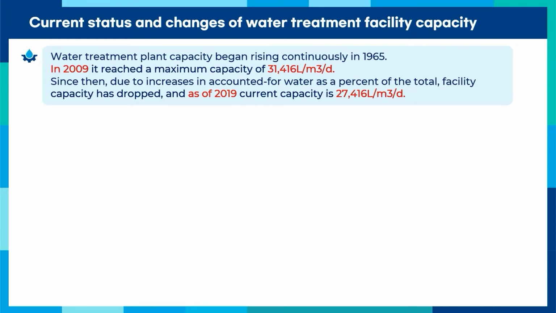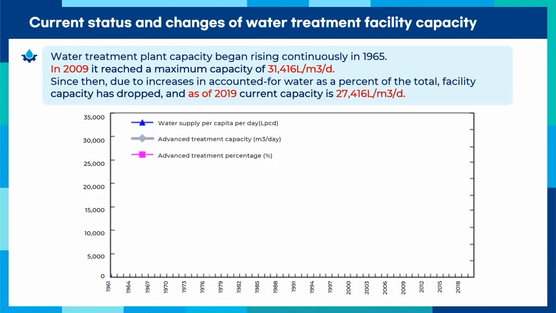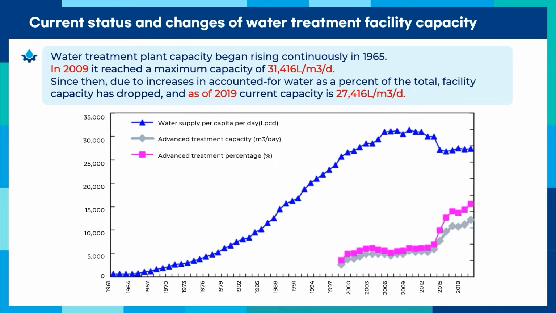Advanced treatment facilities began with the installation of ozonation facilities at Hwameng Water Treatment Plant in Busan in 1989, and advanced treatment facilities have been gradually provided to Korea. Since 2014, they have increased rapidly. As of 2019, the advanced treatment percentage was 44.4%, and advanced treatment capacity was 12,182 cubic meters per day.